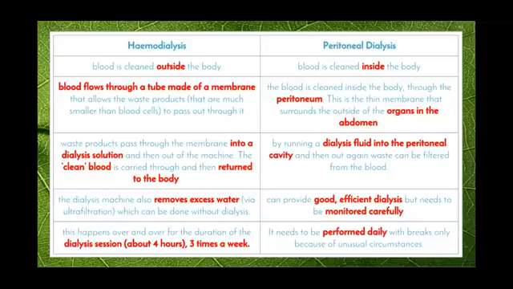Peritoneal dialysis can provide good, efficient dialysis, but it needs to be monitored carefully because there's no machinery involved. Levels of water and other wastes need to be monitored to make sure that the dialysis is progressing effectively. And it needs to be performed daily, with breaks only because of unusual circumstances. So unlike hemodialysis, peritoneal dialysis has to happen all the time because it's not controlled by machinery. It doesn't remove things as efficiently, but it's a slightly slower process, so it needs to occur all the time.